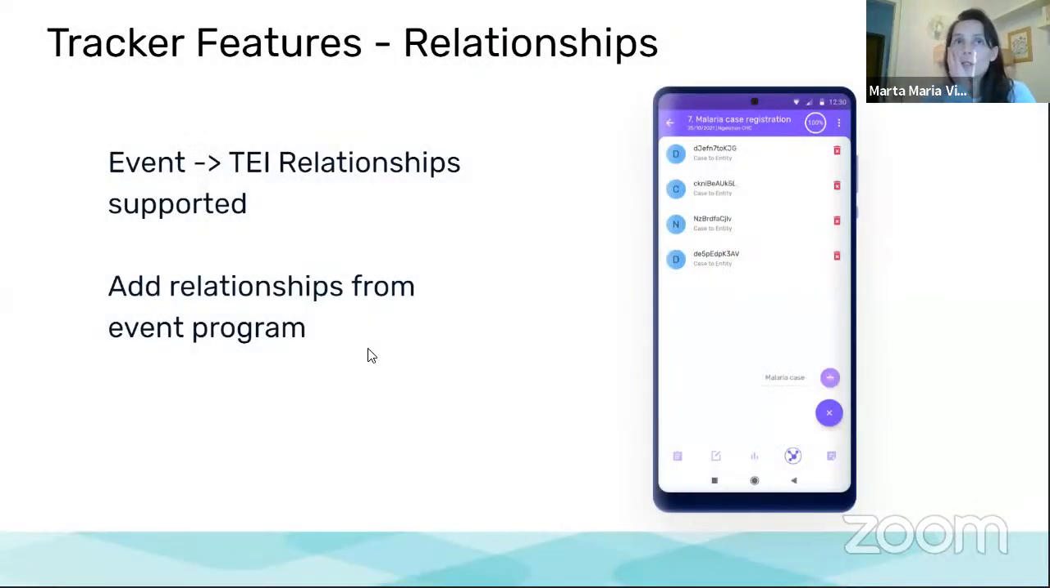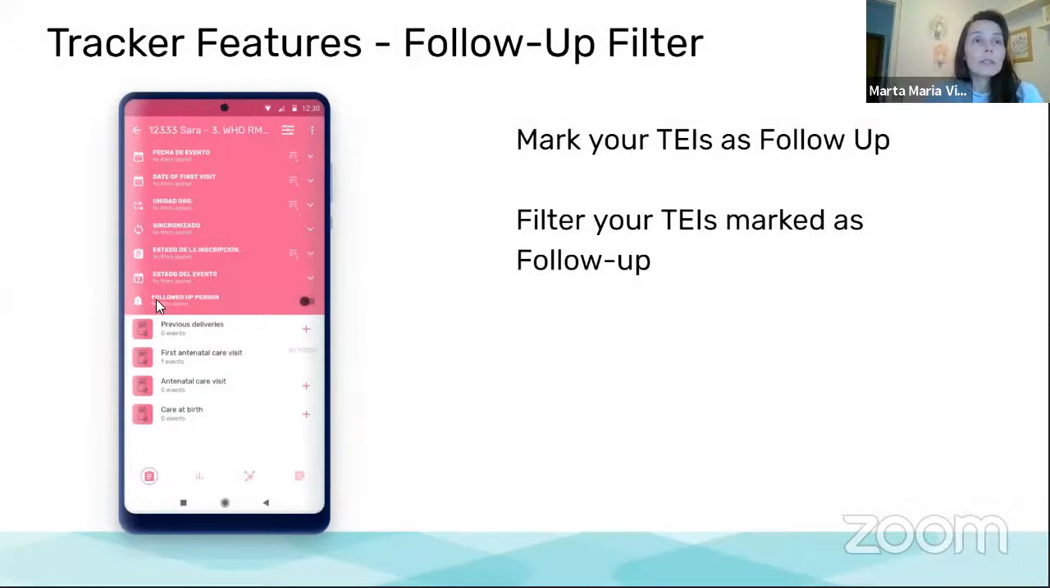Let's go to the tracker features, one of which is the relationships. We have added the possibility to link events with TEI relationships. So the event TEI relationships are now supported in the Android app. What's new is that you can create a relationship from an event in an event program, targeting a tracked entity instance from a tracker. And the second one is a new filter that we have added to filter the tracked entity instances, which are persons in this case, that are marked to be followed up.